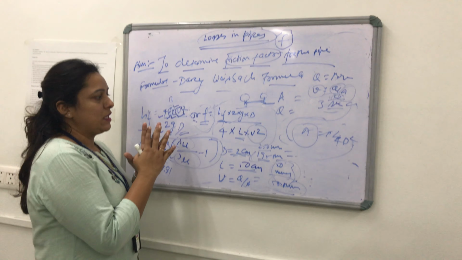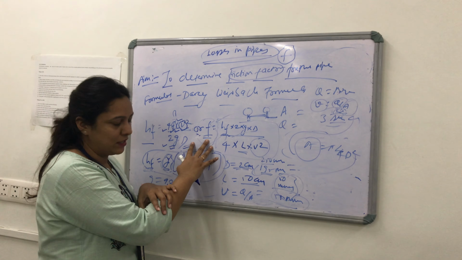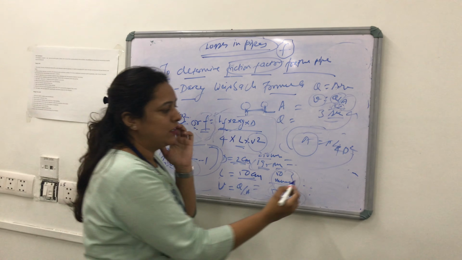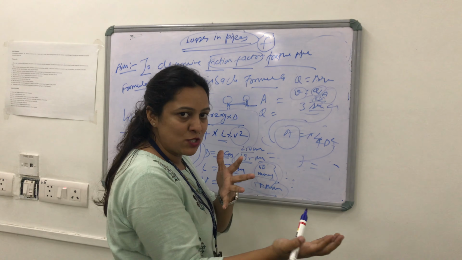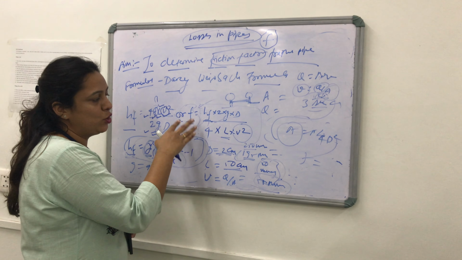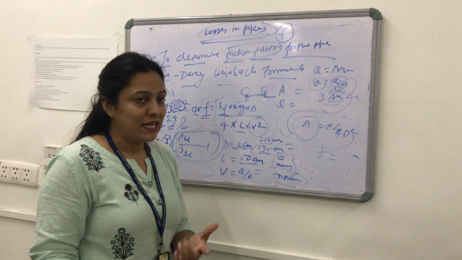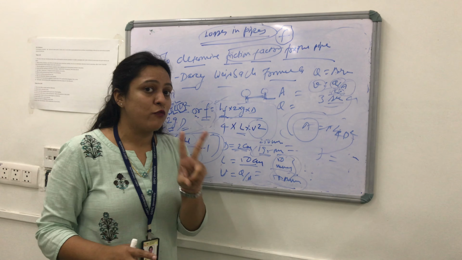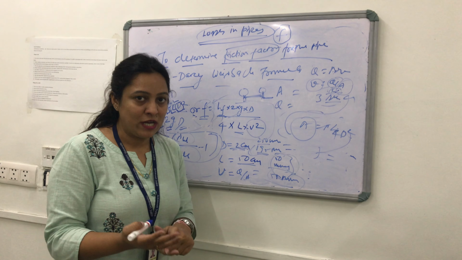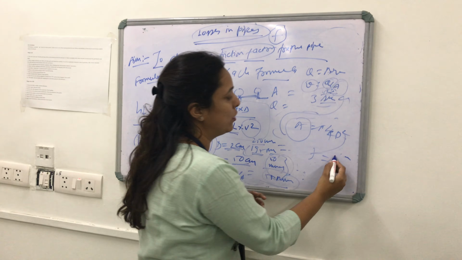Whatever value you obtain for the friction factor, which is a dimensionless quantity as you already know, you can cross check it. How can you cross check it? As I mentioned earlier, we have two formulas, one for laminar and another for turbulent flow. Since our flow was turbulent, we use the formula for turbulent flow.